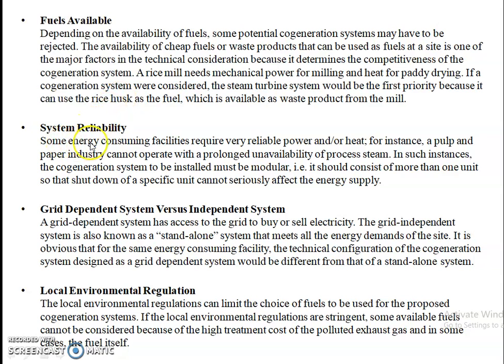After that, system reliability. Some of the energy consuming facilities require reliable power and heat. So the next point is grid dependent systems versus independent systems. From the grid and the independent system, we have to utilize the cogeneration unit, and we should also consider the local environmental regulation. The local environmental regulation can limit the choice of the fuel to be used for the proposed cogeneration system.